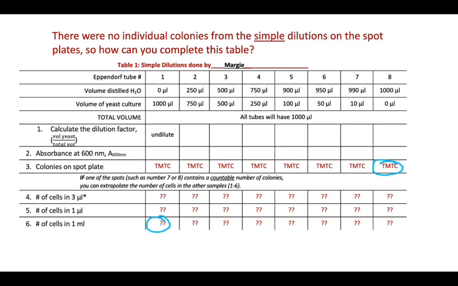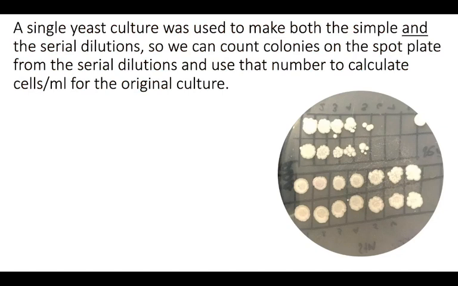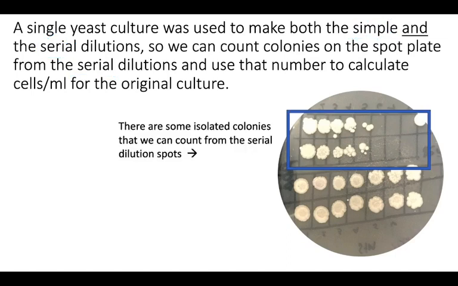So how can you complete this table? How do you determine the number of cells in 1 ml? And this will become important because you're going to use data from this table for your standard curve. Since you used a single yeast culture to make both the simple and the serial dilutions, we can count colonies on the spot plate from the serial dilutions and use that number to calculate cells per mil for the original culture.